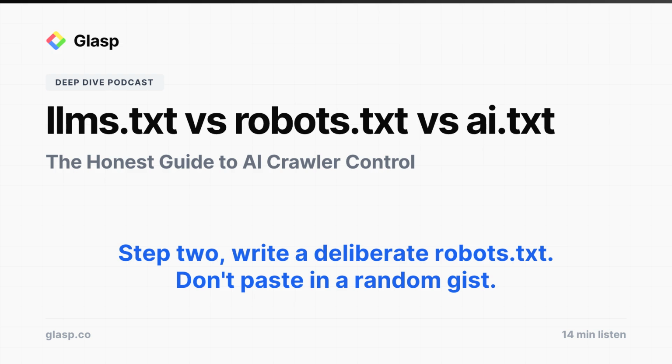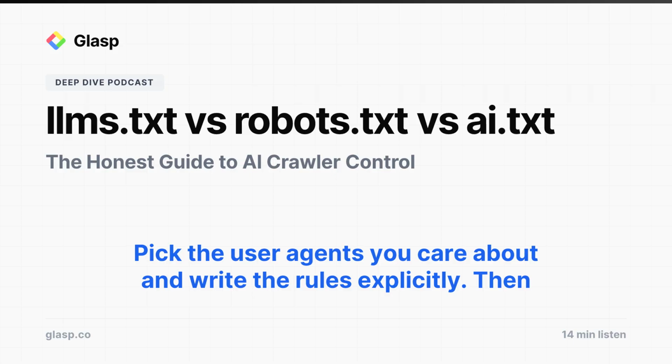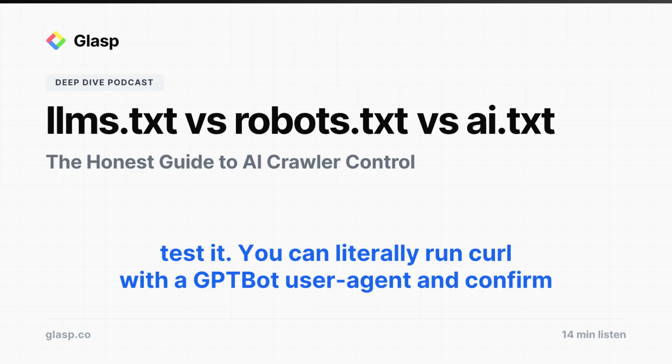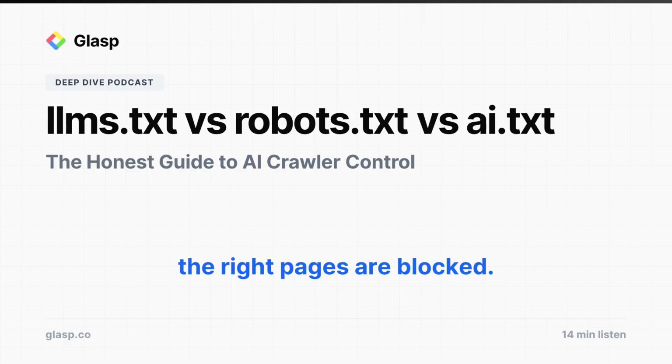Step 2. Write a deliberate robots.txt. Don't paste in a random gist. Pick the user agents you care about and write the rules explicitly. Then, test it. You can literally run curl with a GPTBot user agent and confirm the right pages are blocked.